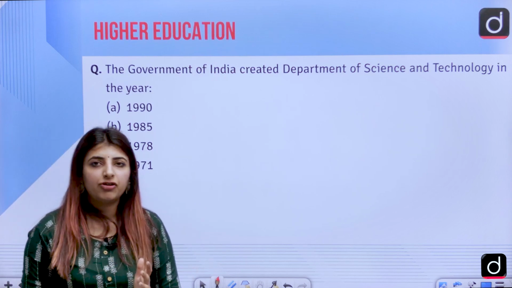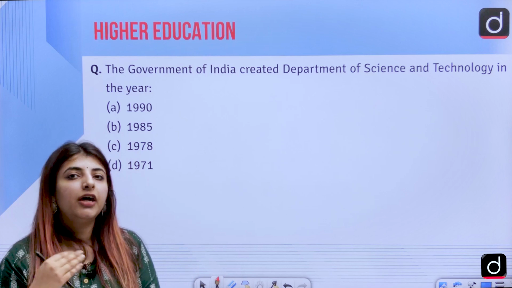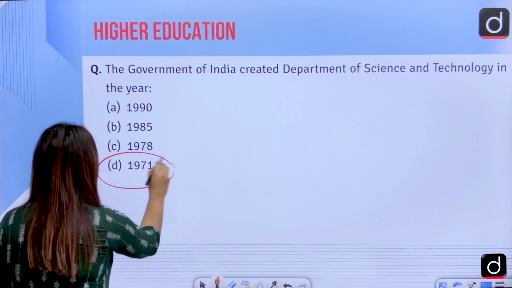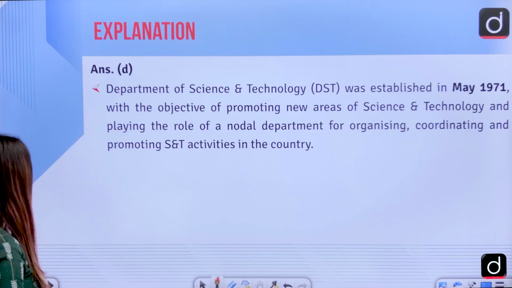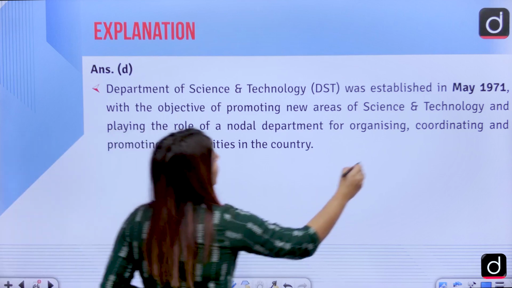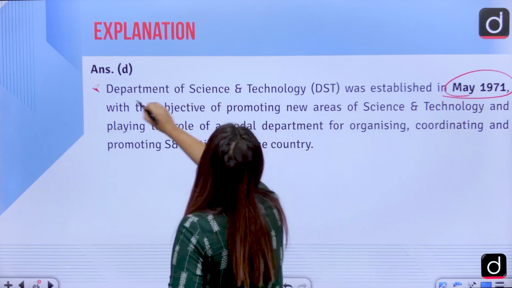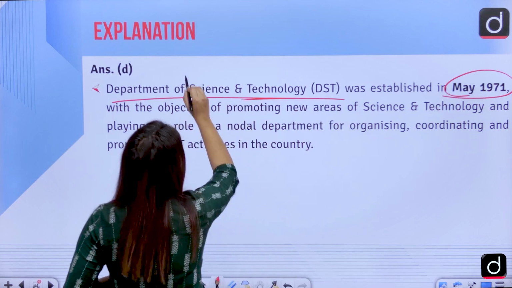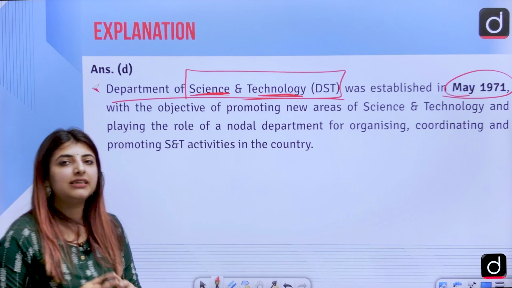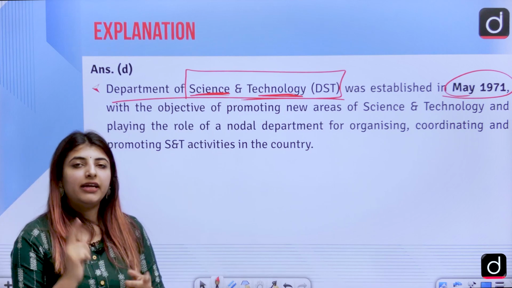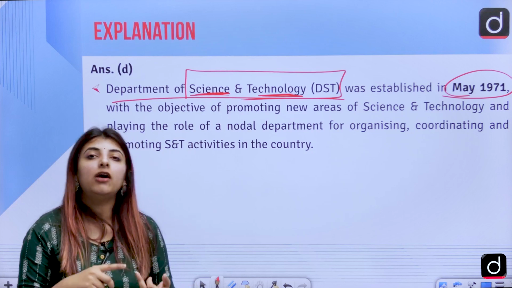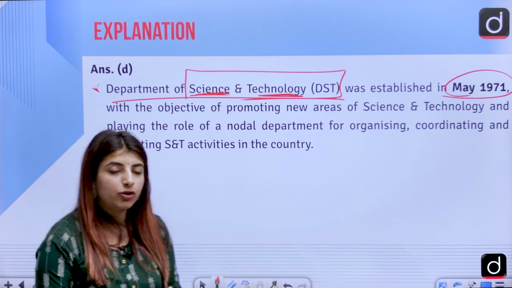Then we have, the government of India created the Department of Science and Technology in the year. So this was a question which was asked, which was related to the establishment of a particular institute, right? So the answer to this question is option D, that is 1971. Now, in May 1971, this department was established, and as the name suggests, science and technology, it will deal with anything and everything related to these two things, that how technology is being advanced and how science is also helping the technology to be there, right?